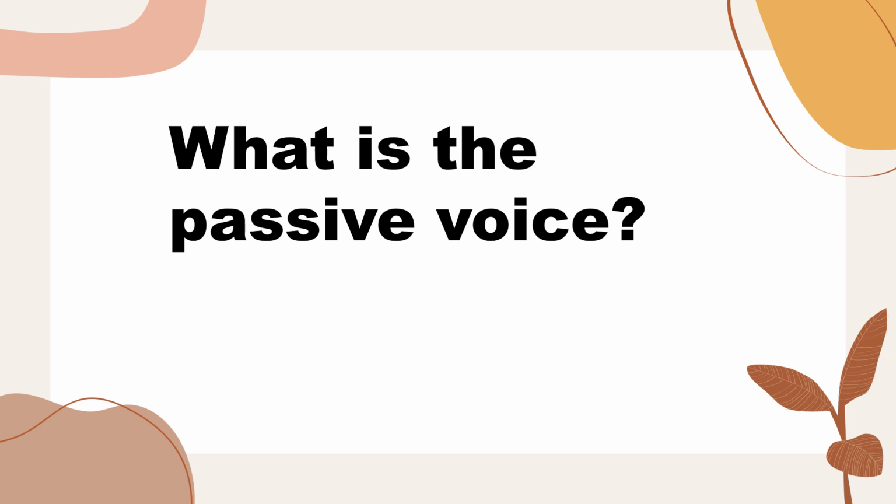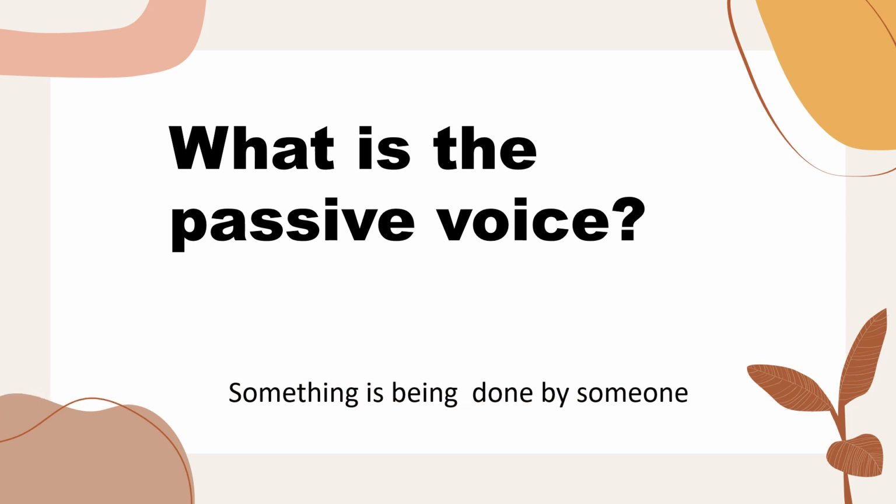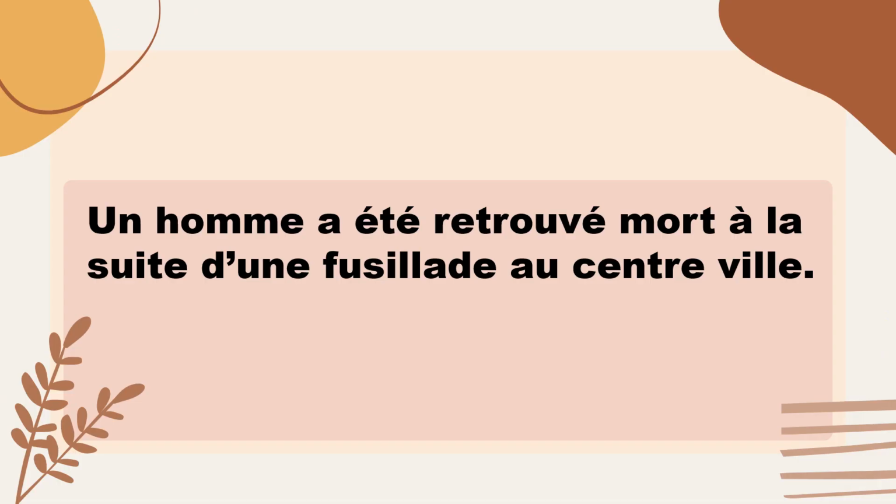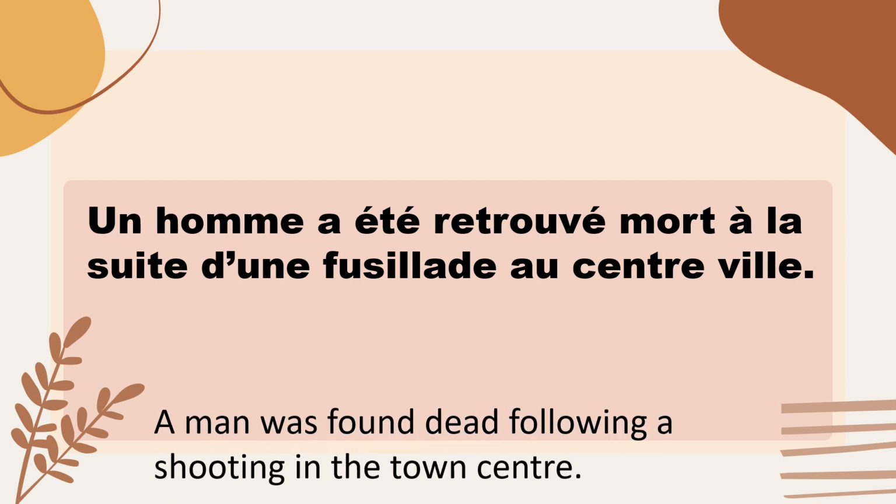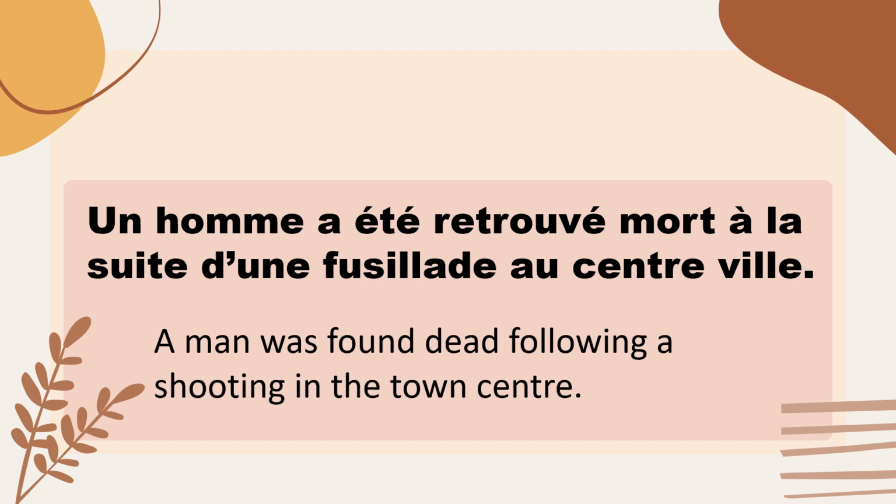So far, on French action, we have used the active voice. Someone is doing something. With the passive voice, it's going to be a different structure. We're going to have something is being done by someone. For example, un homme a été retrouvé mort à la suite d'une fusillade au centre-ville. A man was found dead following a shooting in the town center. So this is a passive voice, which you're going to find very often in newspapers, big headlines.